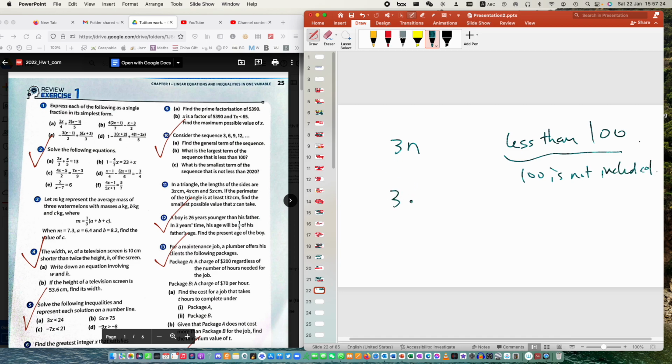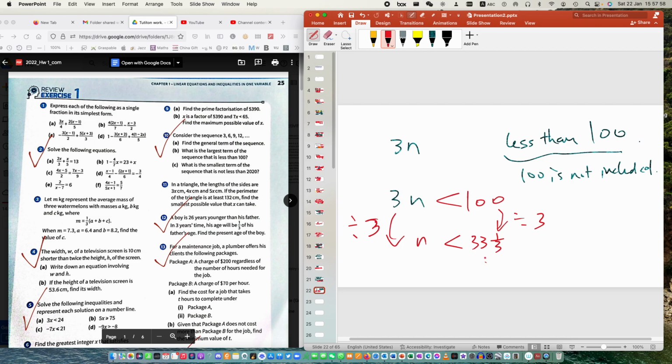So therefore 3n is less than 100. Then how do you do this question? How do you get n? Divide by 3. Do you need to reverse the sign? No. Why not? Because it's not divided by a negative. Very good. So you divide by 3, what do you get? 1/3, 33 and 1/3.